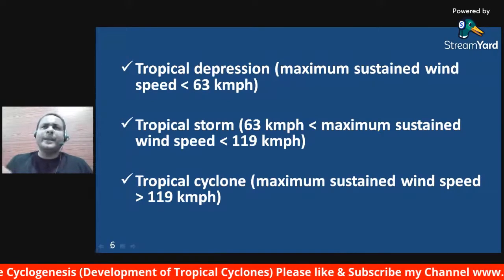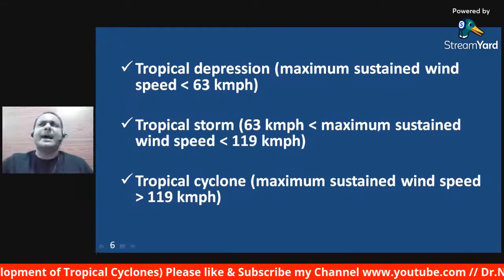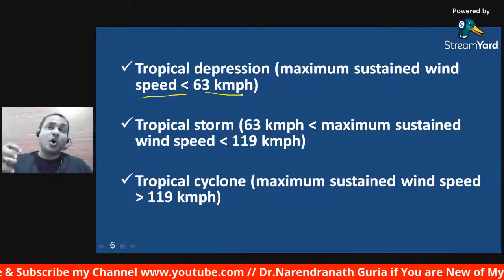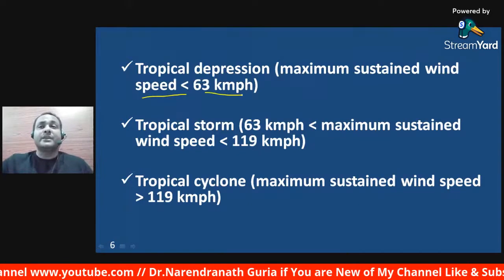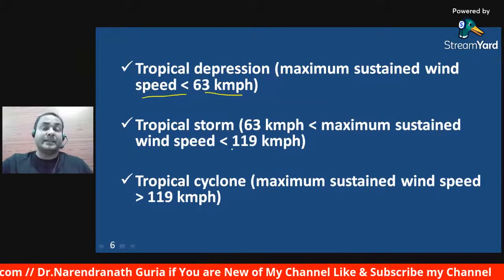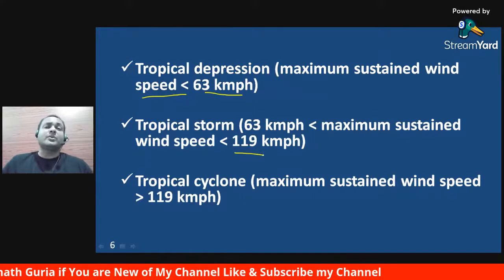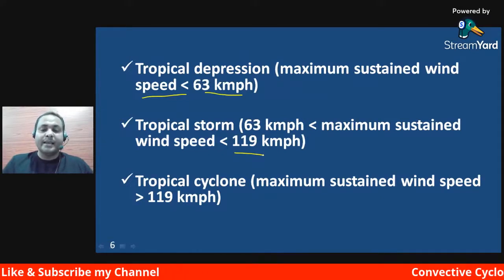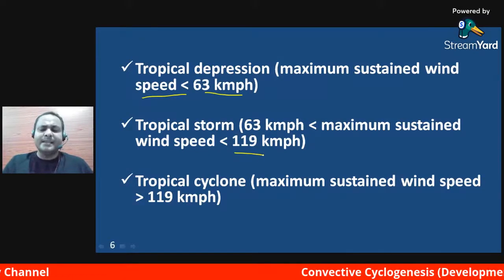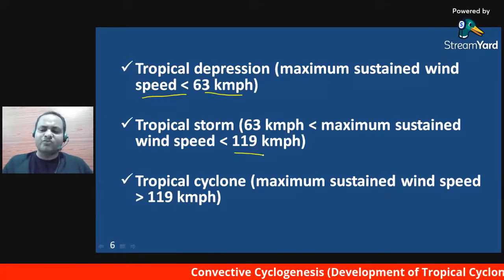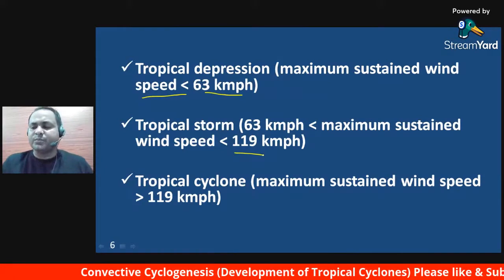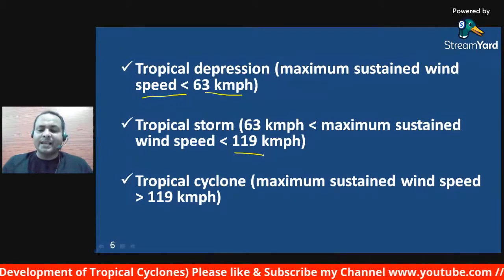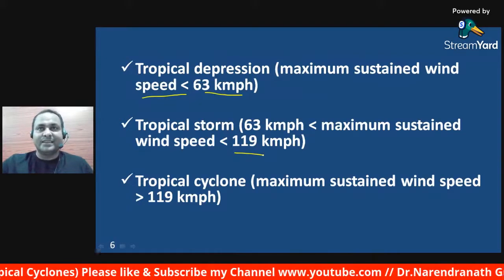There is the tropical depression, with maximum sustained wind speed less than 63 kilometers per hour, and tropical storm, with 63 kilometers per hour, and tropical cyclone, with maximum sustained wind speed greater than 119 kilometers, basically. The intense low pressure system might acquire a whirling motion because of the Coriolis force, giving rise to a tropical depression. A tropical depression has sustained wind below 63 kilometers also.